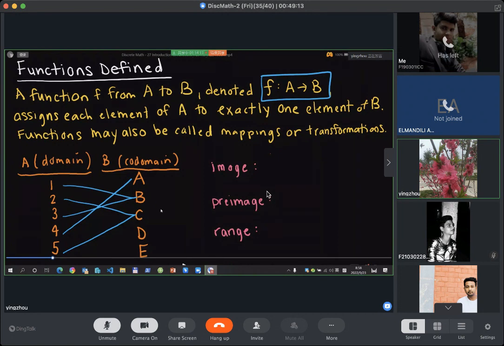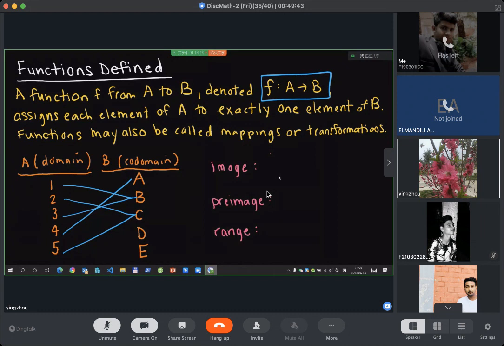but we don't permit the same input to give you different outputs. We don't permit this because we have this condition, exactly one element of B, which we should be careful to remember to understand this as a function. You might also hear of a function being called a mapping or transformation.